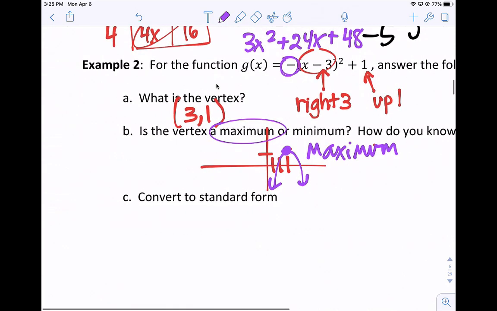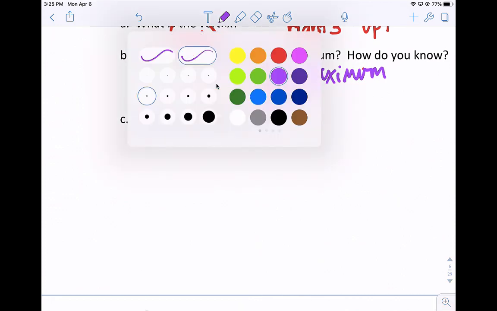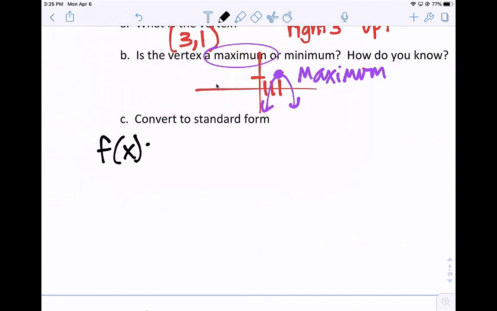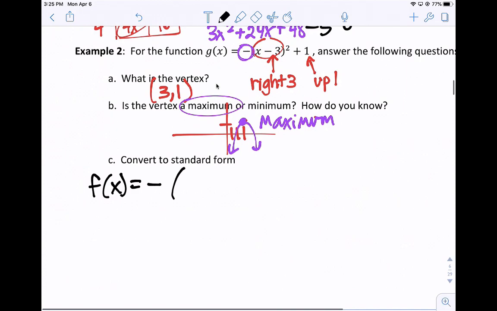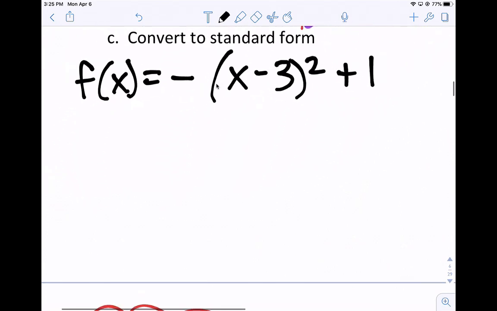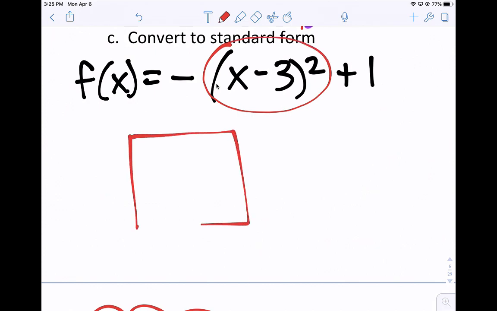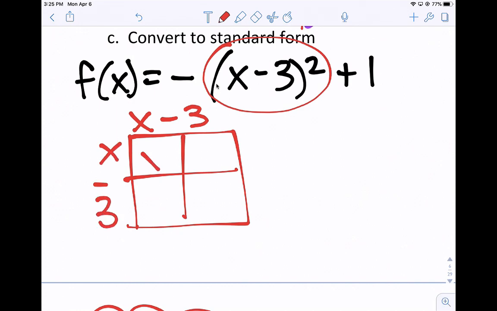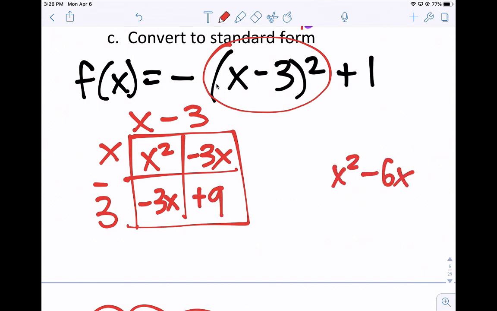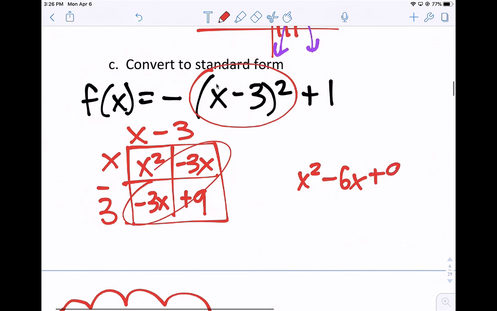Convert to standard form. Okay, so again, I'm going to rewrite the function in vertex form. So f of x equals negative x minus 3 squared plus 1. And we're going to simplify this using order of operations. So first we start with the parentheses. We'll take x minus 3 and square it. So that means multiply it by itself. So you have x minus 3 times x minus 3. We'll get x squared minus 3x minus 3x plus 9. So I'll write that out, x squared minus 6x because we combine like terms, plus 9.